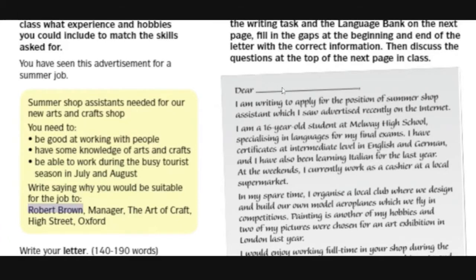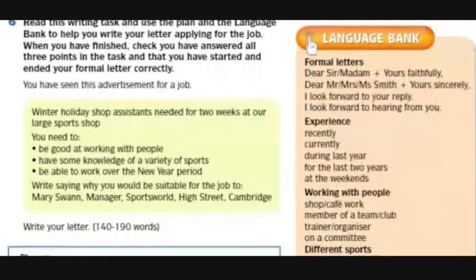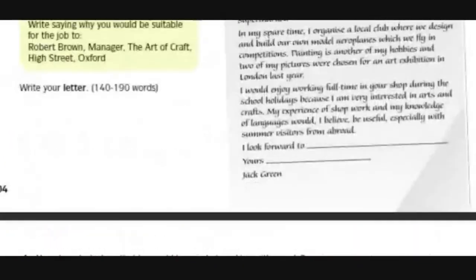Okay, so dear, what are you supposed to fill in this line? Robert Brown. Do you directly write his name there? Or maybe manager Robert Brown. You should write, dear Mr. Robert Brown. But normally we don't write the full name. Dear Mr. Robert or dear Mr. Brown. Okay, understand? Or you can look at the language bank, it provides some examples here, or you can write, dear sir. Okay, all right.